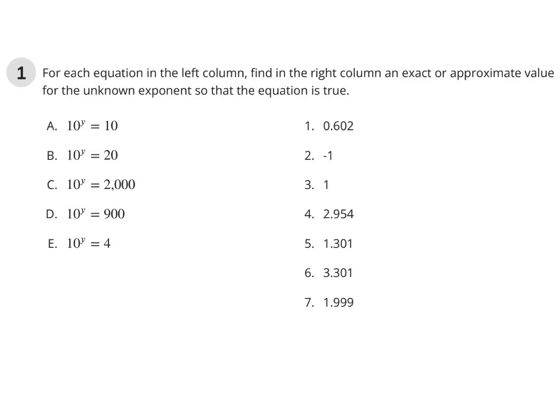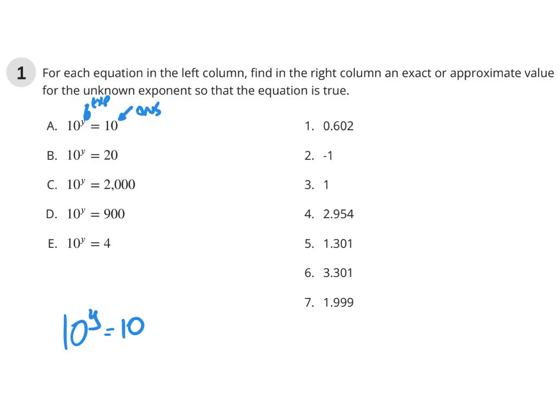Okay, for each equation in the left column, find the right column, an exact or approximate value for the unknown exponent so that the equation is true. So what you have to do is go back to a log table, or the beautiful thing here is you just rewrite this. So let me show you how to rewrite A. 10 to the y equals 10. So this is the answer. 10 is the answer. Y is the exponent.